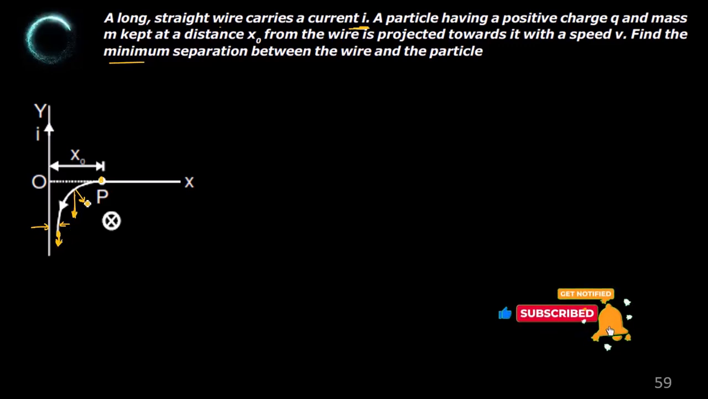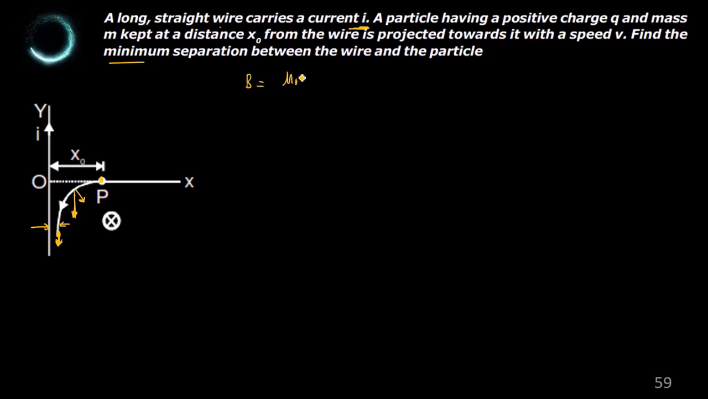So that is the condition. So let us start with this. At any instant, if I project the particle, the magnetic field due to the current carrying wire should be how much? That should be equal to mu naught I by 2 pi x at any x location. That is the magnetic field acting on this particle.